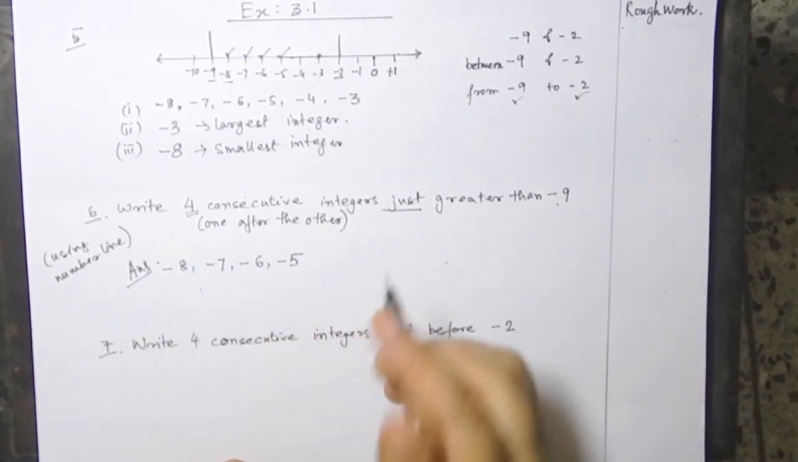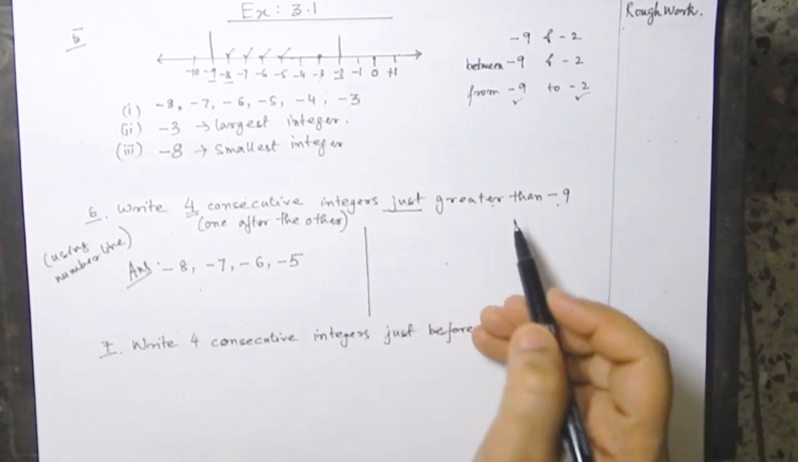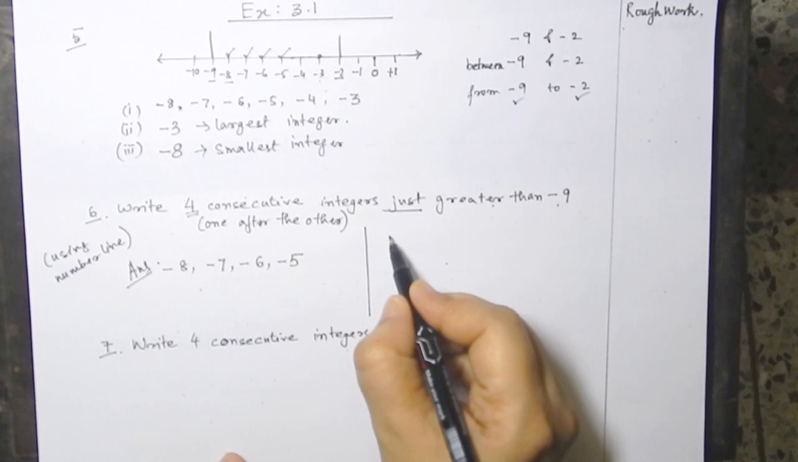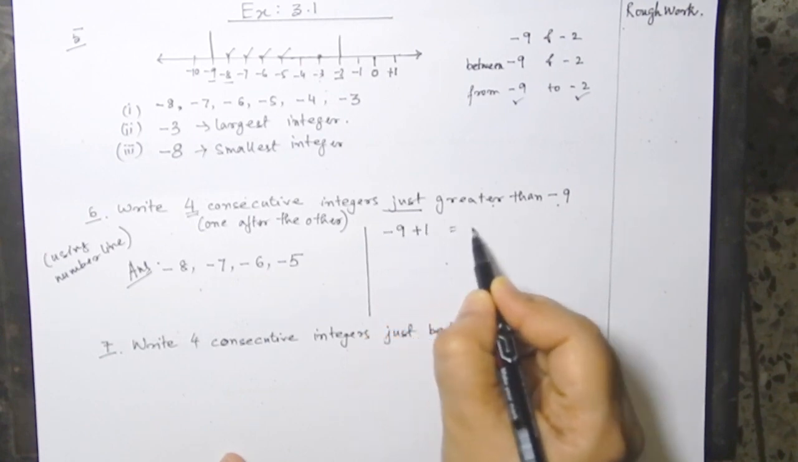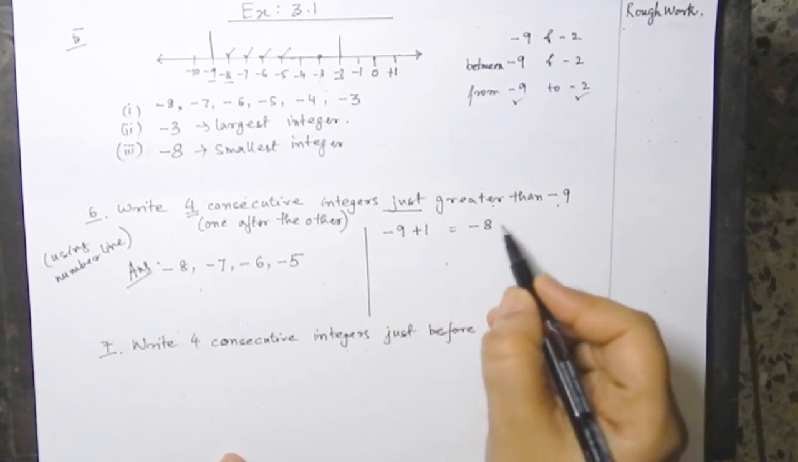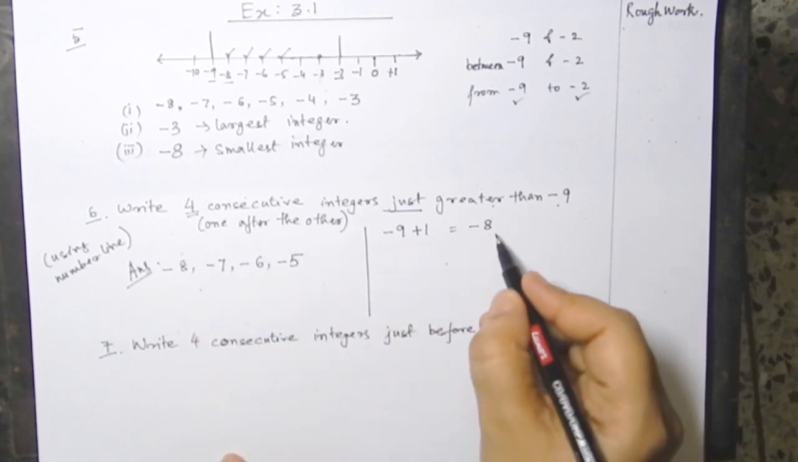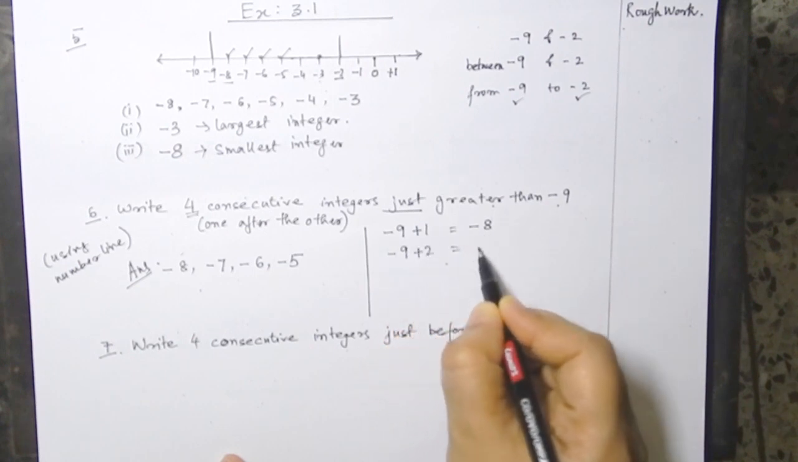Okay, I will show the other method also. Since I want numbers greater, I have to increase. So I have to increase 4 times. -9 plus 1 means -8. Then this is one integer. Then -9 plus 2 is -7.